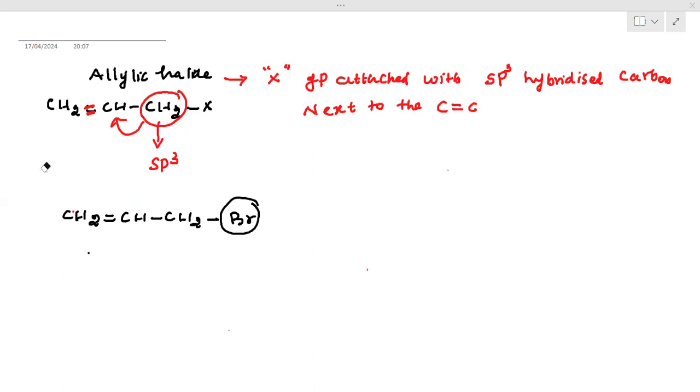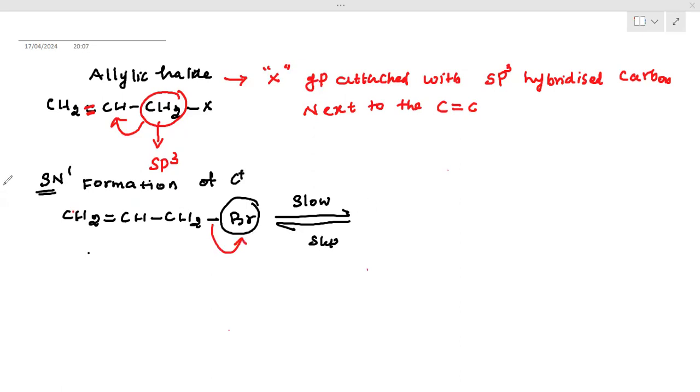In SN1, what is our first step? Formation of carbocation. In SN1, the first step is formation of carbocation. Okay? So it is undergoing the slow step reaction. The first step should be the slow step. So this bromide is leaving from the allylic. This group leaves and goes out. So we will get the product CH2 double bond CH, then CH2 positive.